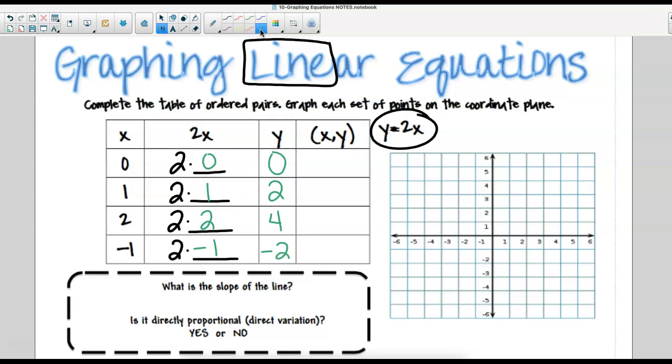Okay, the last column is really easy. You don't have to do any math for this last column. All we're going to do is put our parentheses there. We're going to write these ordered pairs. We're taking the x and the y and we're putting them together. So the first ordered pair is 0, 0. The next one is 1, 2. Then 2, 4, and finally negative 1, negative 2.